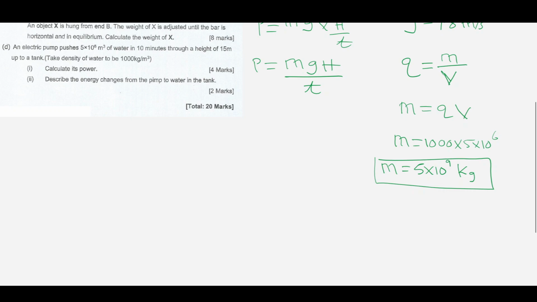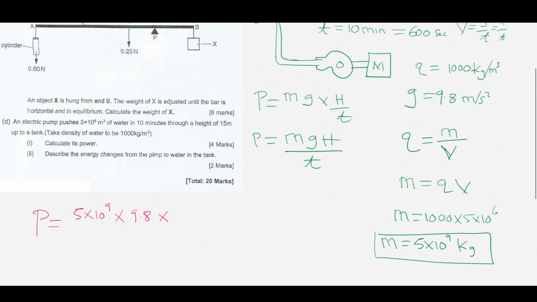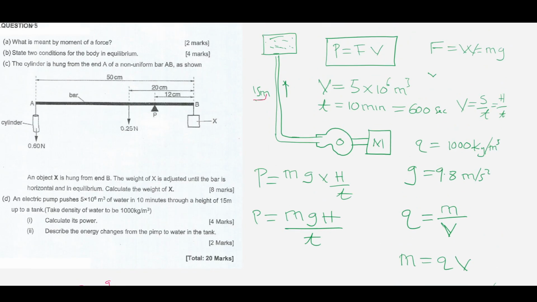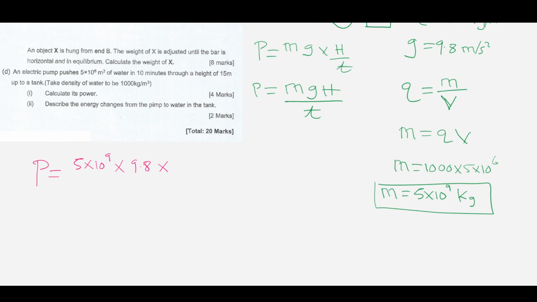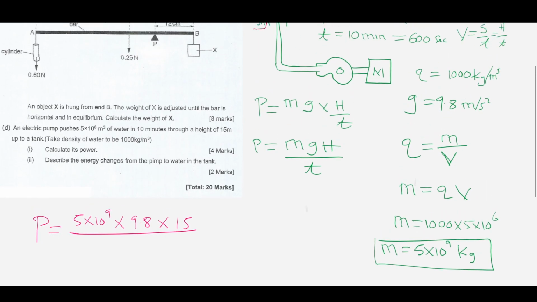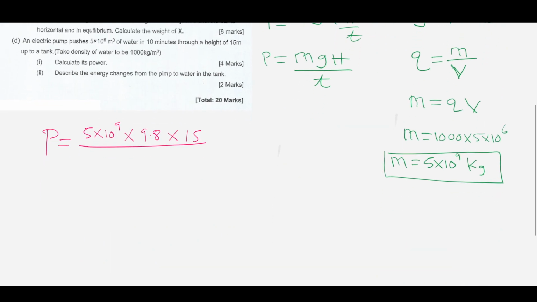So our power equation will be, let's write it here. Power is equal to the mass, which is 5 times 10 power 9, times gravity, which is 9.8, times height, which is 15. Height is 15. So let's confirm. So the height is 15 here, which is 15 over time, 10 minutes, which is 600 seconds. So time has to be in seconds. So 600.